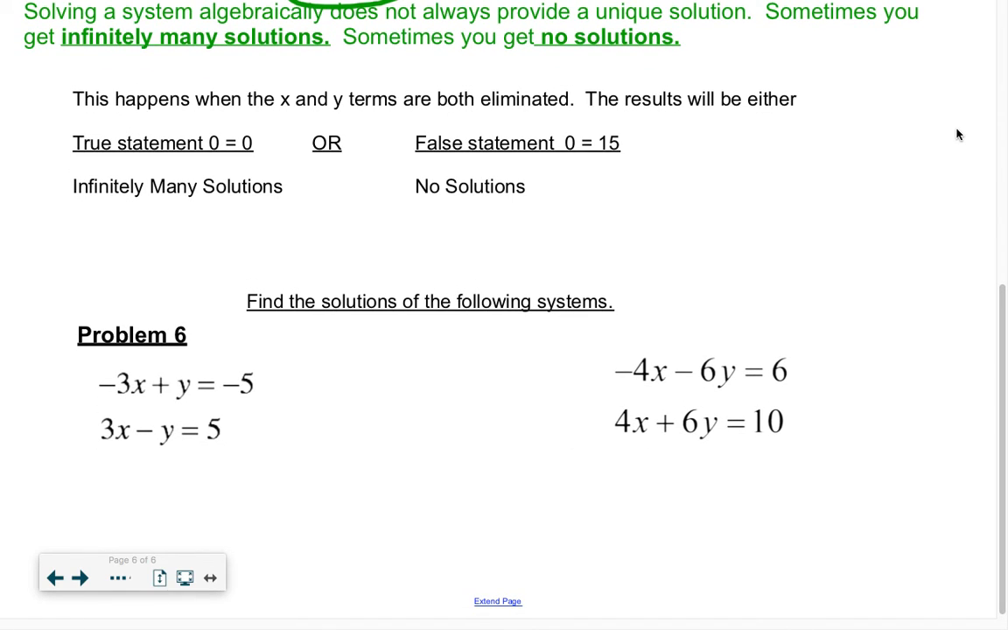Sometimes you get nothing. Sometimes you get nonsense, like 0 equals 0, or 0 equals 15. When you get 0 equals 0, that means infinitely many solutions. That means they are the same line. If I get 0 equals 15, that's nonsense, right? That means there's no solution. So they are parallel.